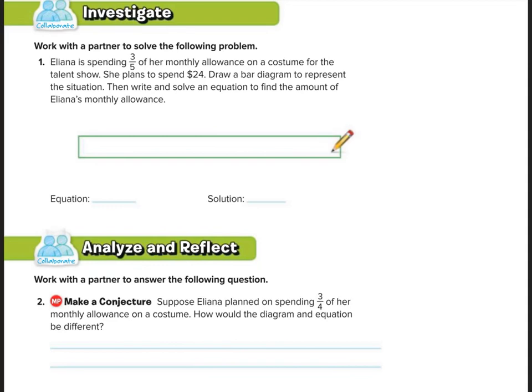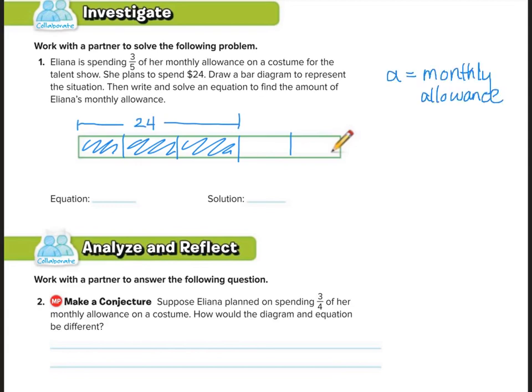Eliana is spending 3/5 of her monthly allowance. So I'm going to break this into 5 pieces. I'm going to shade in 3 out of the 5 pieces. 3 out of the 5 pieces represent $24 in total. Let's let A represent the total allowance per month. So 3/5 of A is equal to 24.